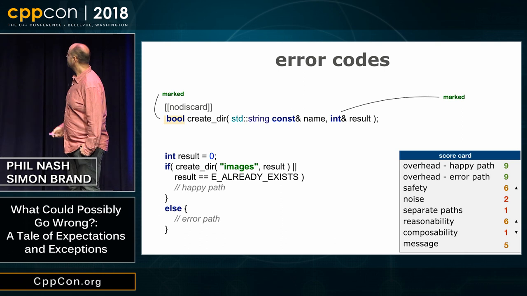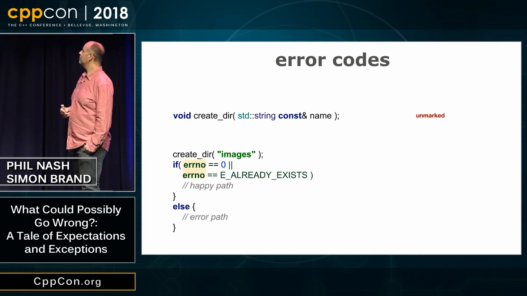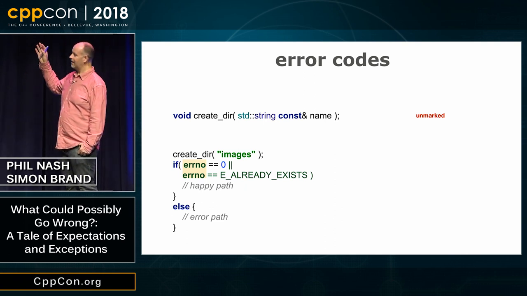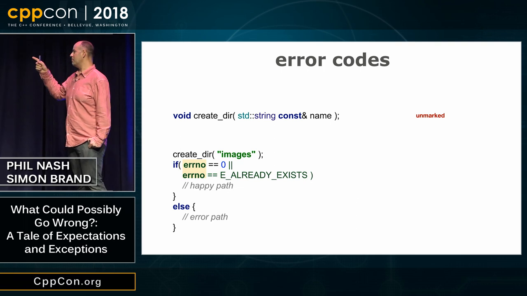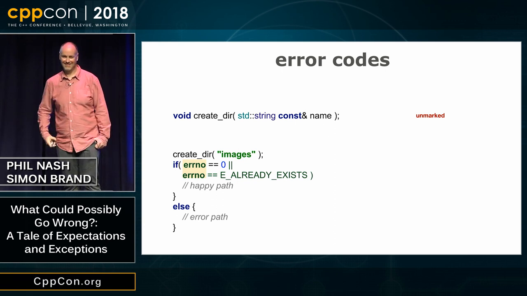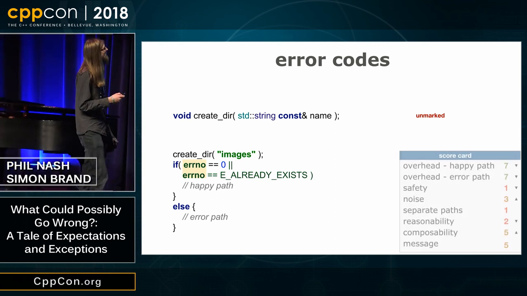Okay, well, if you want composability, how about we just get rid of the error returns altogether and we're sticking in a global variable. Right? You want composability, you got it. Okay. Errno, right. Overhead down, using, there we go, right.